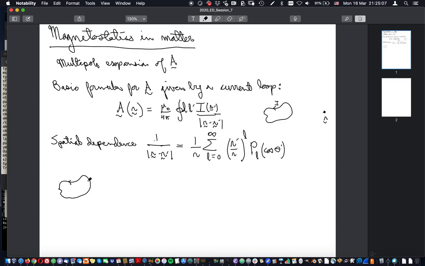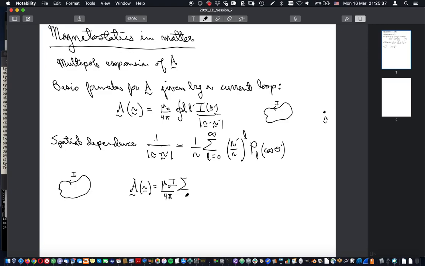Now, I will use the subscript S to denote the sources. So what do I mean with this? I will write the expression for A of r and then just discuss it. A of r is mu 0, so let's imagine I've got current I here, so mu 0 I divided by 4 pi.